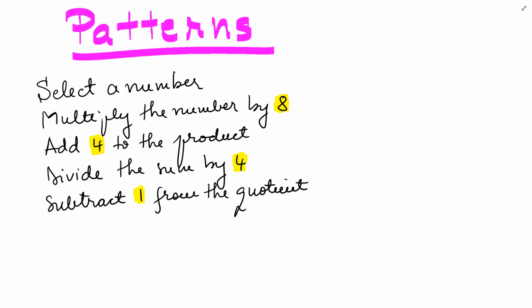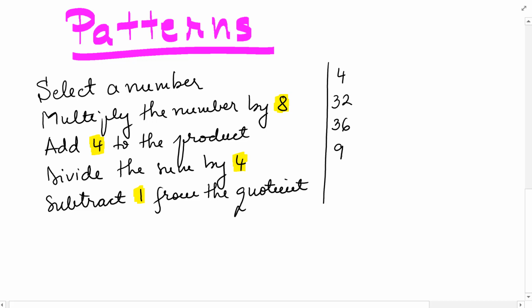So let's do that. Let's select a number. Let's select 4. Then it says, multiply the number that we selected by 8. So 4 times 8, 32. Add 4 to the product. 32 plus 4, 36. Divide the sum by 4. 36 divided by 4, 9. Subtract 1 from the quotient. 9 minus 1, 8. So by going through all the steps from 4, we get 8.